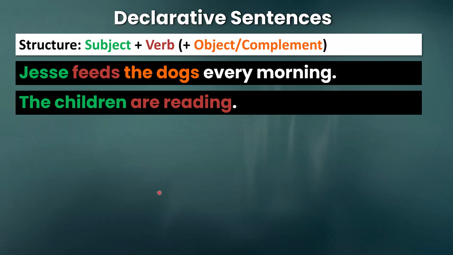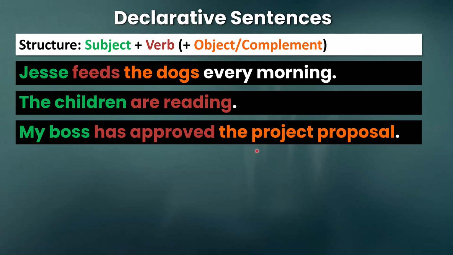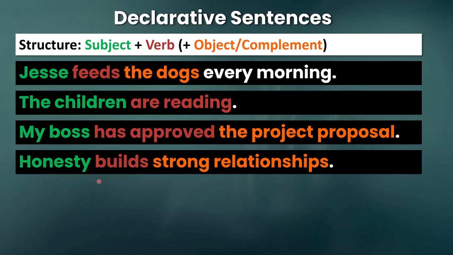The children are reading. In this sentence, we don't have an object. The children is the subject, and are reading is the verb. The verb is in the present continuous tense. My boss has approved the project proposal. My boss is the subject, has approved is the verb in the present perfect tense, and the object is the project proposal.